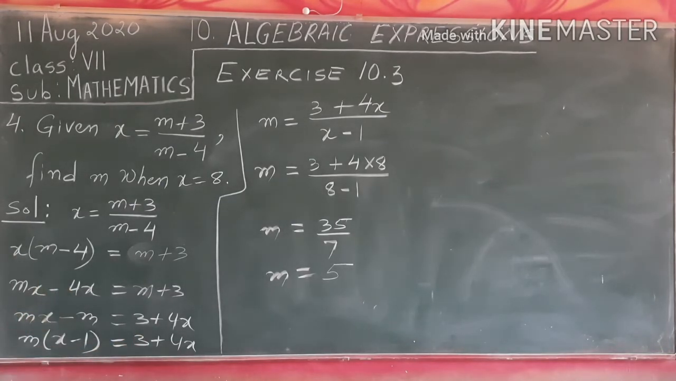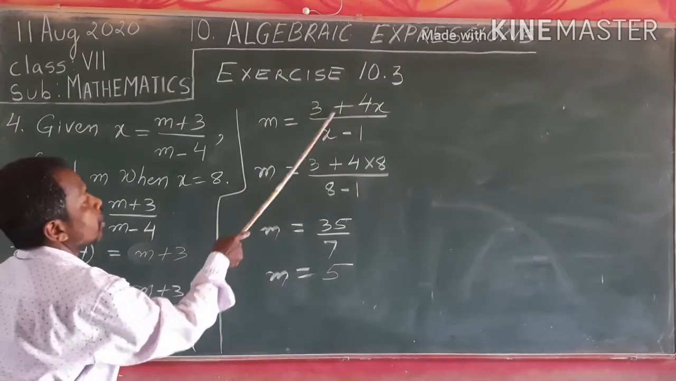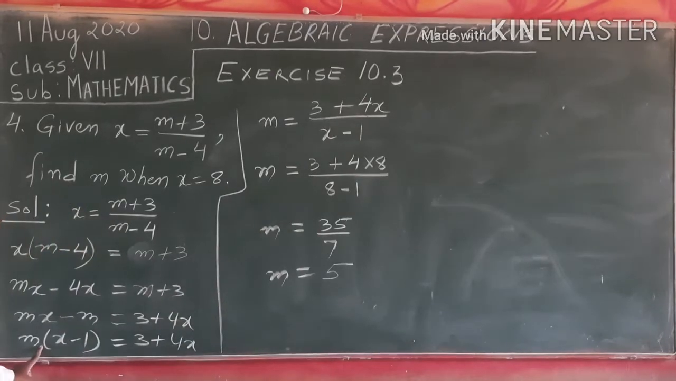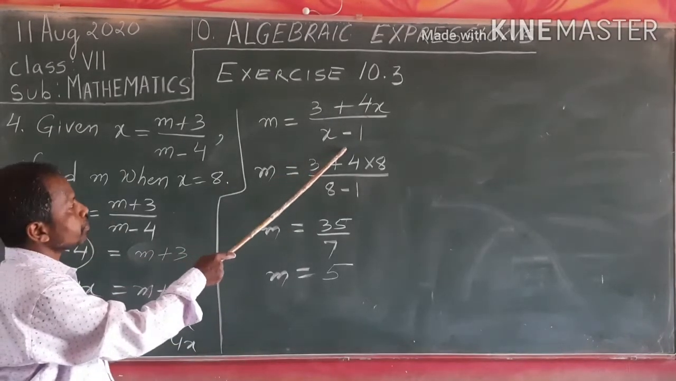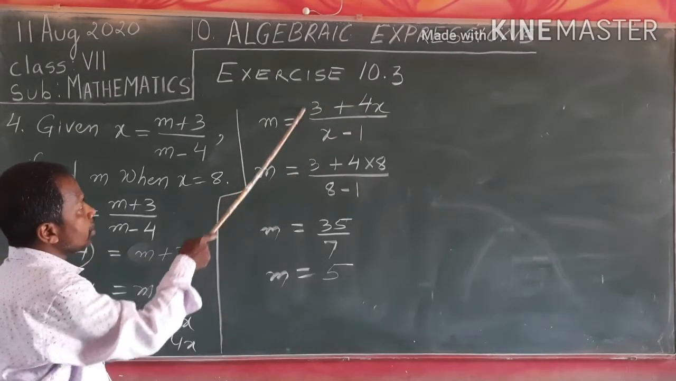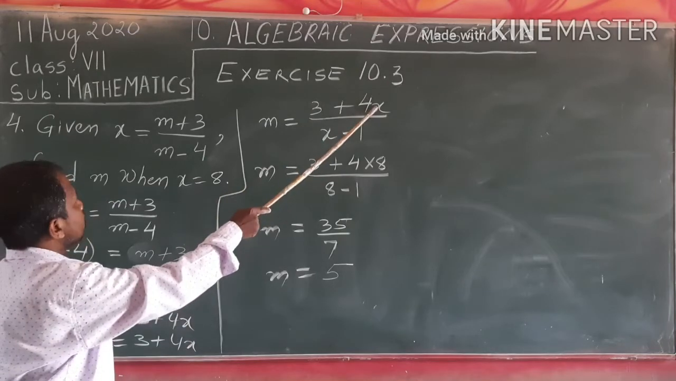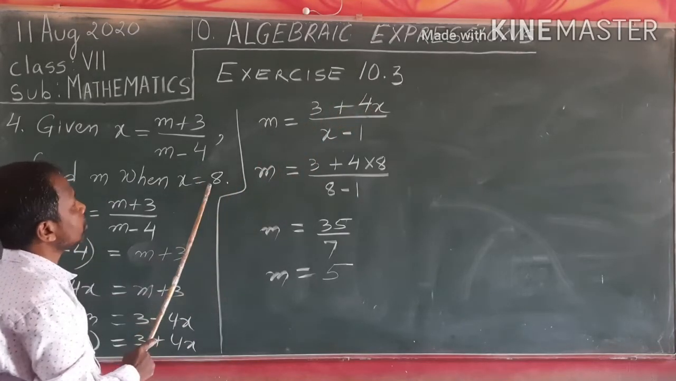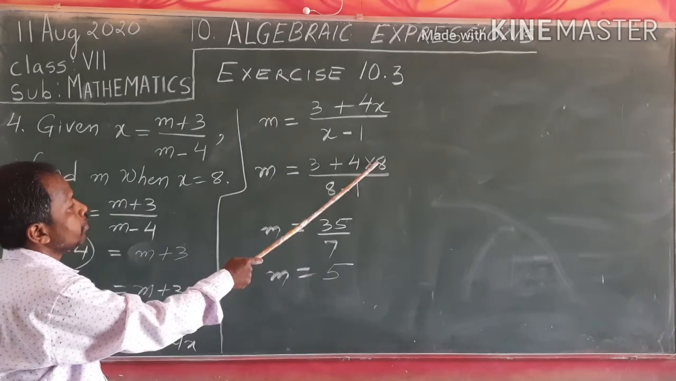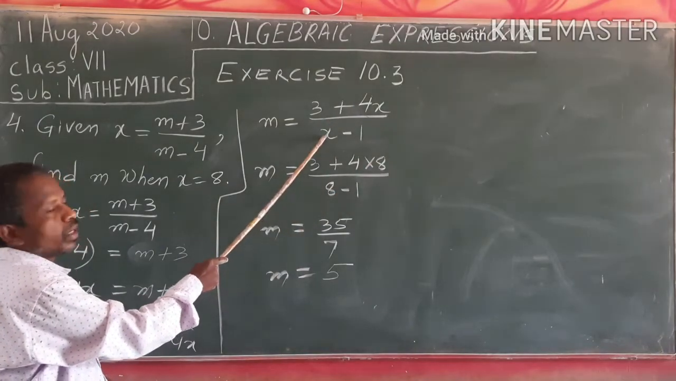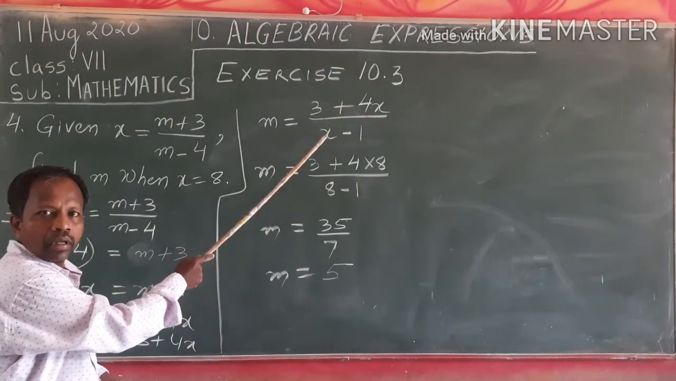When you take this one to the right hand side, it is multiply here, it will become what? Division. The multiply will become division here. Now substituting the values for x, what do we have here? 8. So we will write 8 here. In place of x, we will write 8.